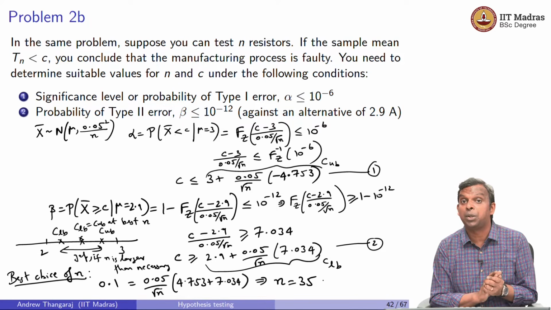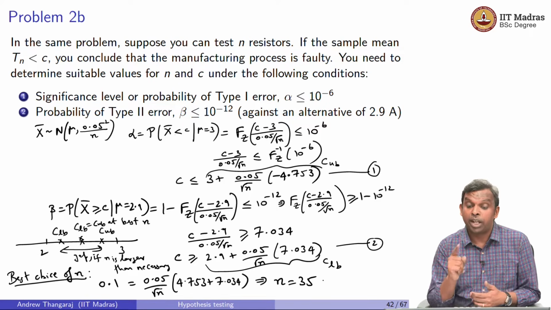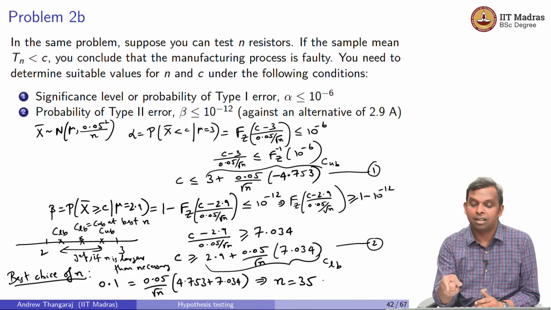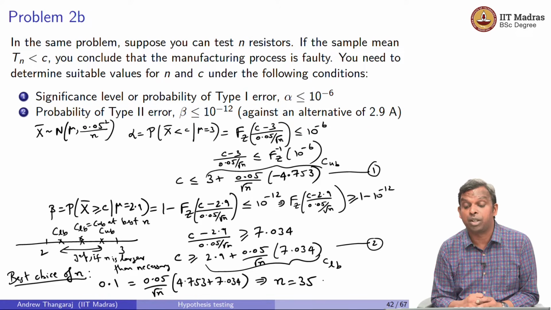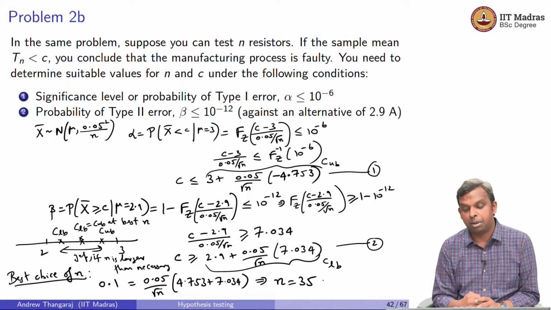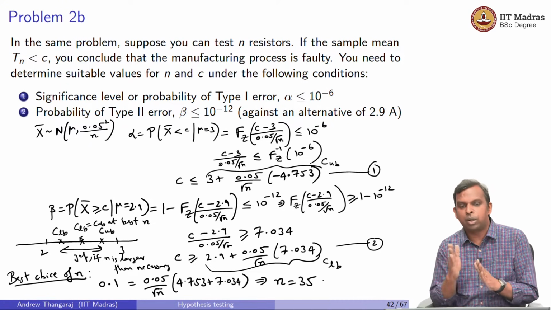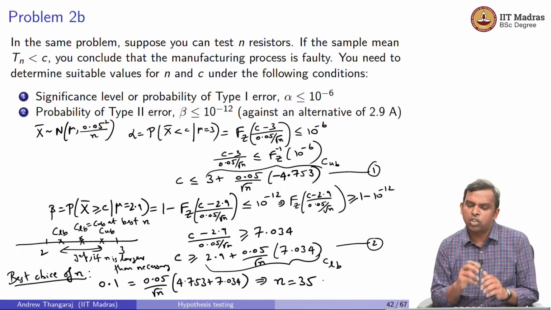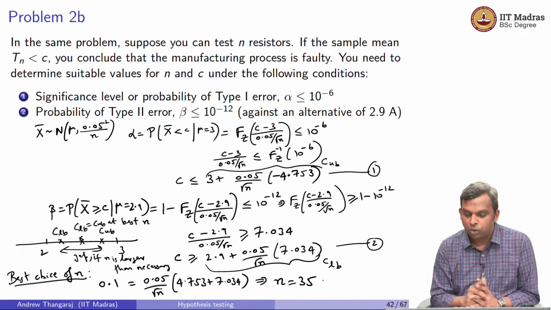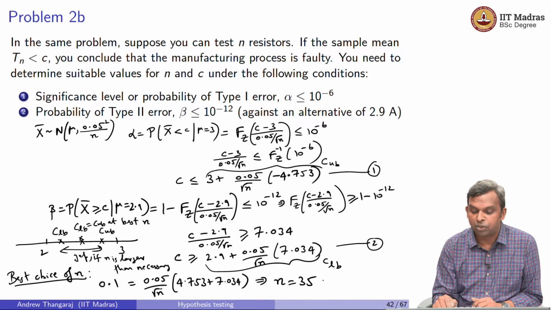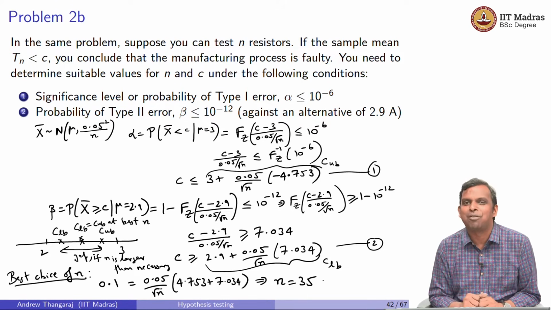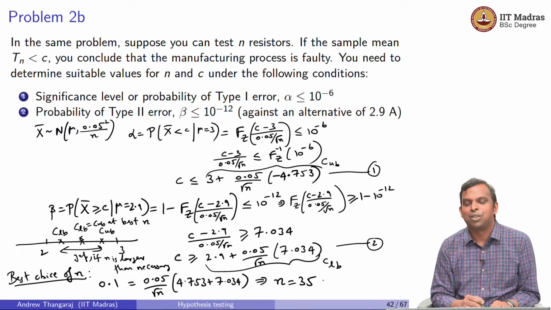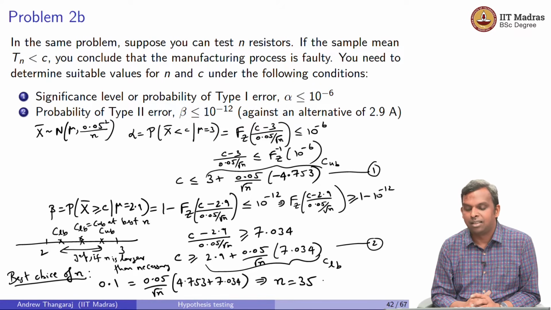What do I mean by optimal value? If you do less than 35, you cannot achieve both alpha and beta being in the range that you want, alpha being less than or equal to 10 power minus 6, beta being less than or equal to 10 power minus 12. If n is above 35, you will have a bigger gap. You will have a range of values at which you can achieve this, and if n is equal to 35, it's sort of optimal. These two are roughly the same. So for 35, you can go ahead and compute the values of C. You will get something around 2.95. I'll leave that as an exercise. You find the C corresponding to this 35, which gives you both of these values.